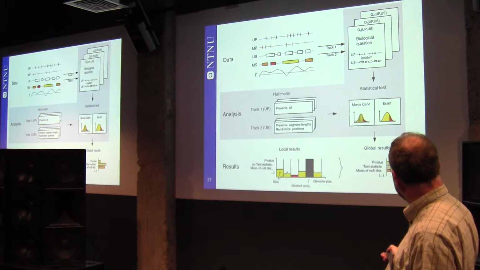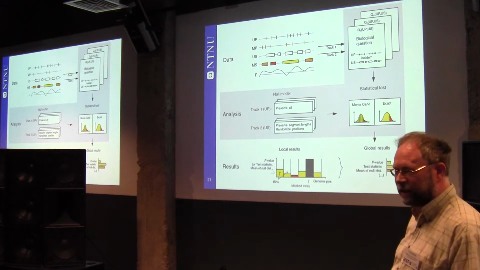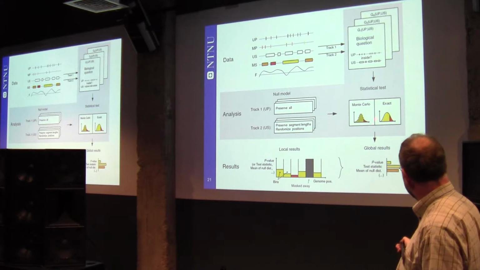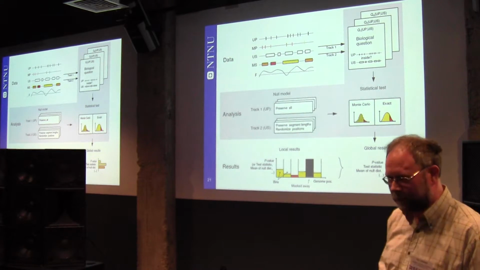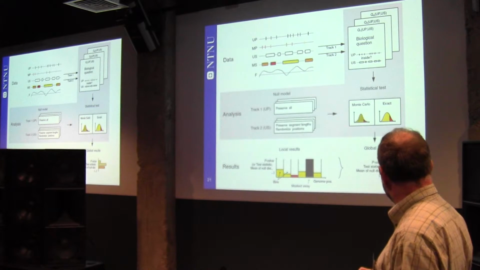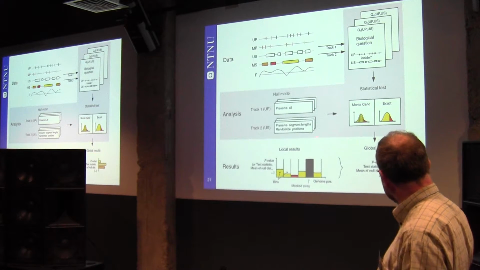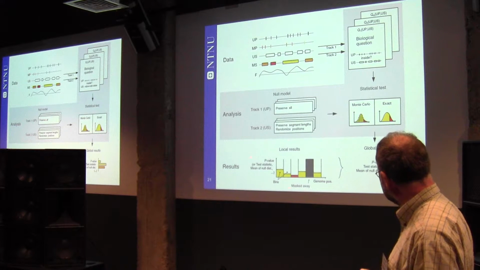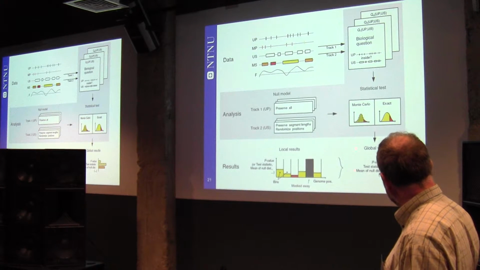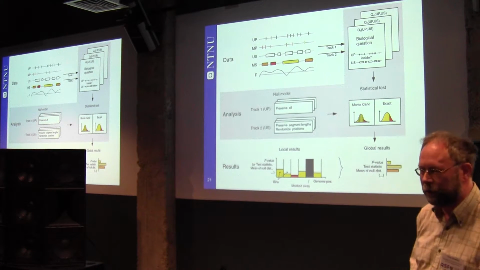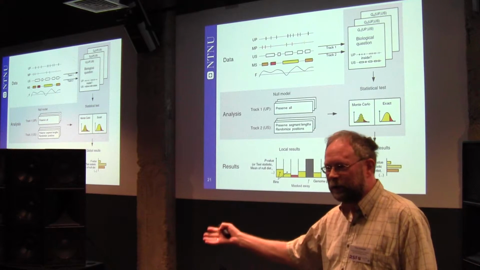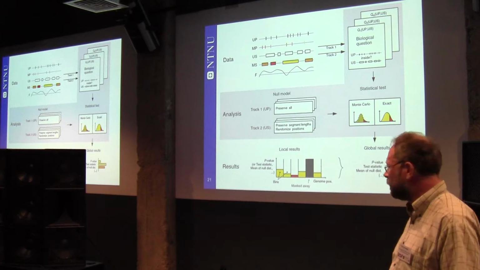Of course, the difference is that if you are able to use an exact test, it's very fast. If you have to do Monte Carlo, it's very slow. But that's life. And then you can estimate two different types of results. You can estimate a global result, a global p-value, over the full genome: this is significant or this is not significant.